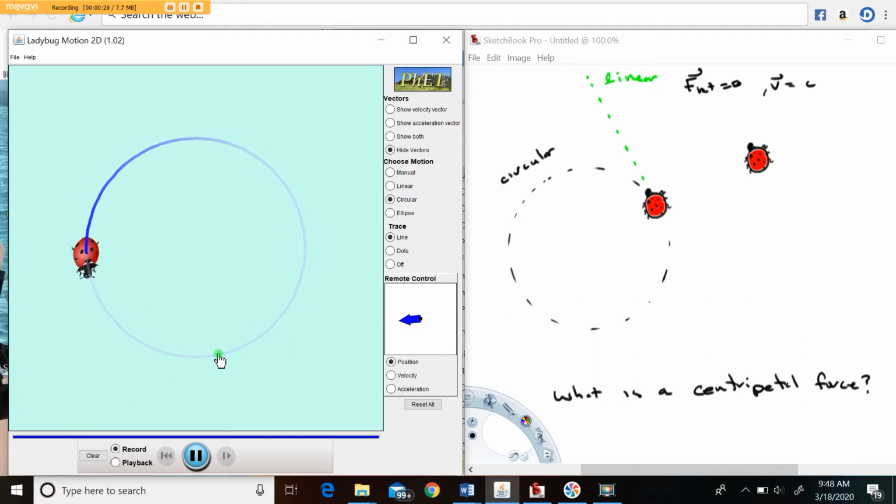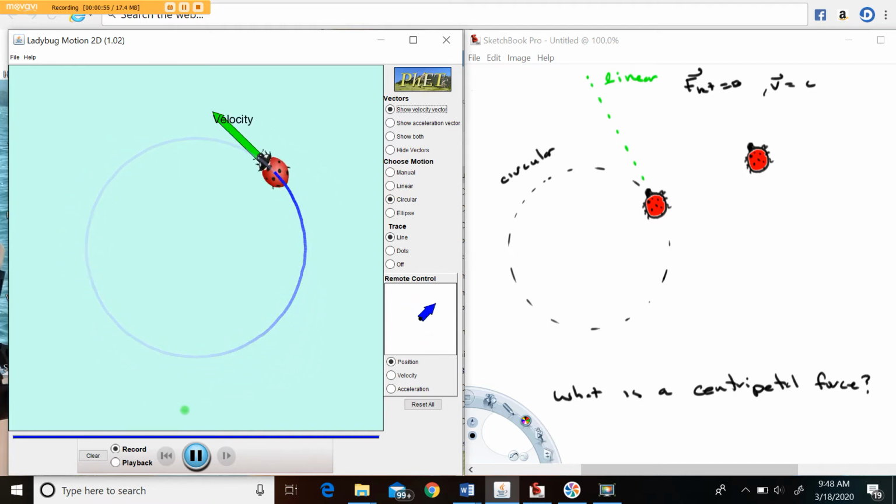Now, the next thing I'm going to do is put the velocity vector on that ladybug. So there's the velocity vector, and an important thing to realize about this vector is that it's not changing in length, meaning that the speed of that ladybug is not changing. However, what is changing is the direction. You'll notice as this ladybug moves in a circular path, the velocity vector changes direction.